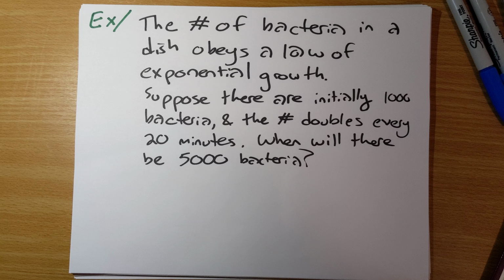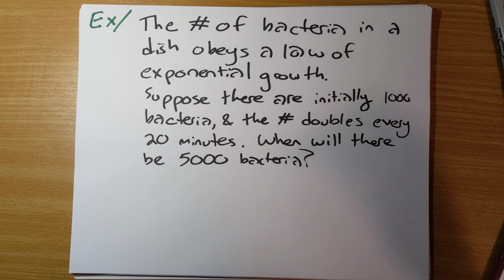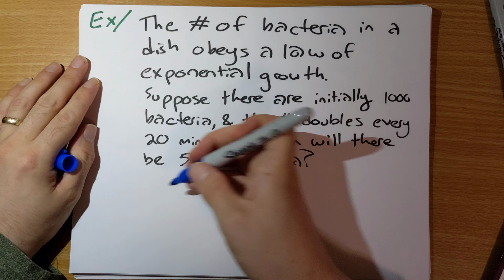The number of bacteria in a dish obeys the law of exponential growth. Suppose there are initially 1,000 bacteria, and the number doubles every 20 minutes. When will there be 5,000 bacteria? So this is a word problem. We need to introduce some function, introduce some terminology here.